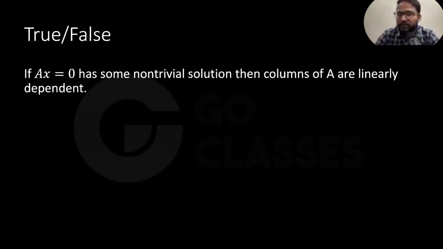So suppose Ax equal to 0 has some non-trivial solution, then columns of A are linearly dependent. Take your time and answer this question. This is the very first question relating Ax equal to 0 and linearly independent or dependent. Whatever we have studied as linearly dependent, independent, and then Ax equal to 0, these two things we are relating for the first time. I know that most of you might not be able to get this answer correctly, but that is fine.